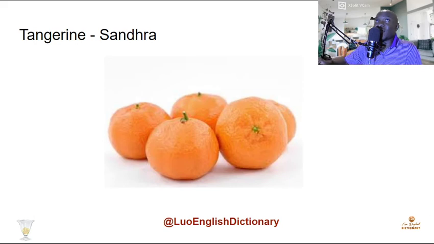Let's move on. Tangerine is called Sandra. Mostly tangerines don't have seeds. They're very sweet oranges that don't have seeds. They're usually small in size. So tangerines are called Sandra.